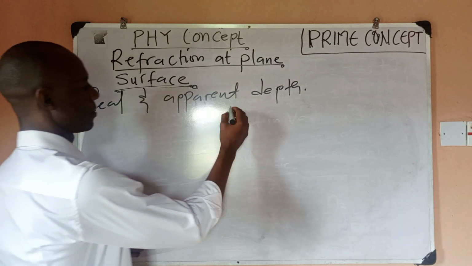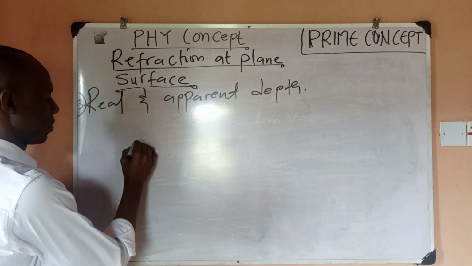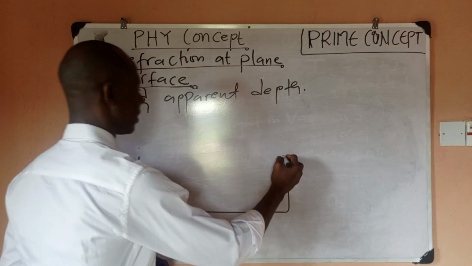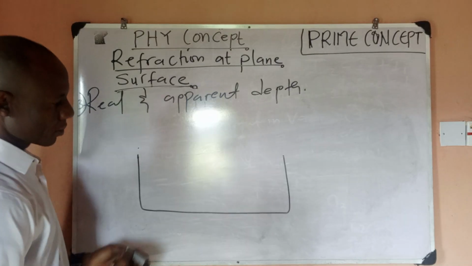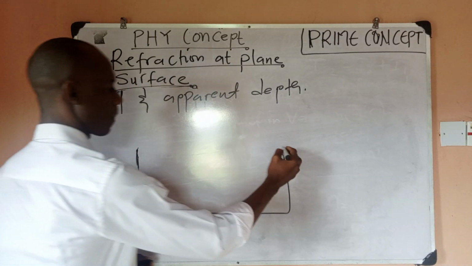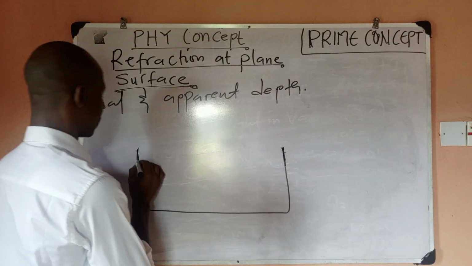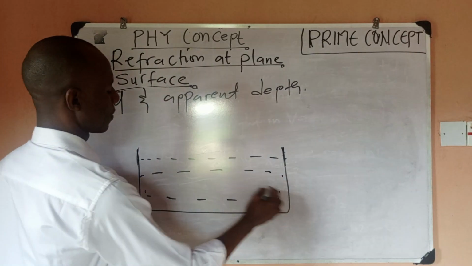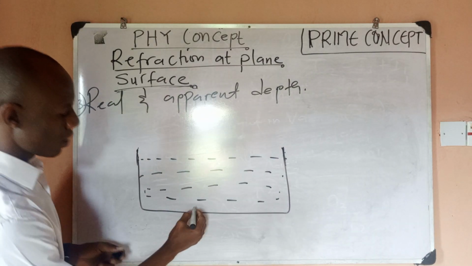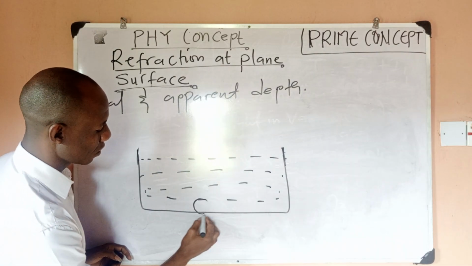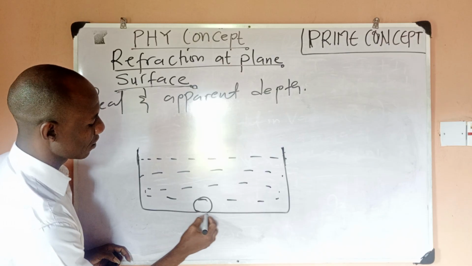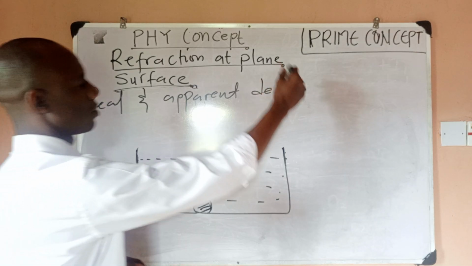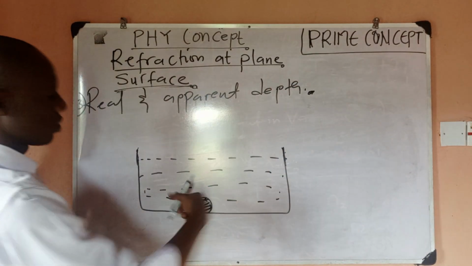Now, say we have a pool. We have a pool like this, a pool of water like this. So this is our water like that, right? Now, and then we have a stone. We have a stone at this part of your pool. This is a stone, and you are viewing this stone from the top. This is where you are viewing this from. You're trying to look at this stone.